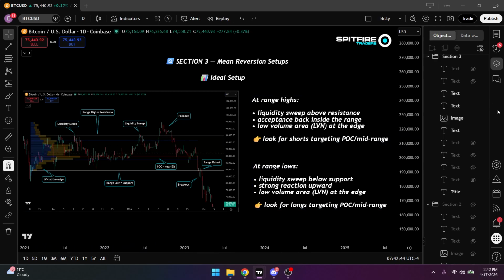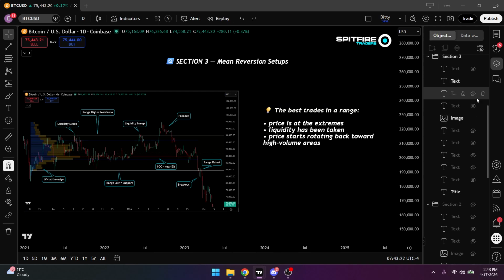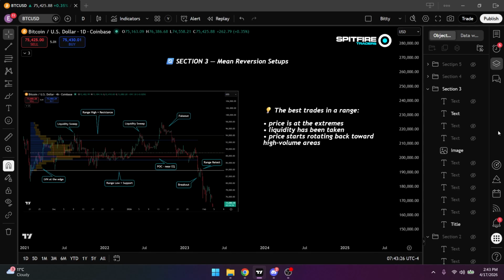And at range lows, same idea. Liquidity sweep below support, strong reaction upward, low volume areas at the edge, and we look for longs targeting point of control and the middle of the range. The best trades in a range happen when price is at extremes, liquidity has been taken, and price starts rotating back toward high volume areas. So our rule number 3 is trade from the edges.